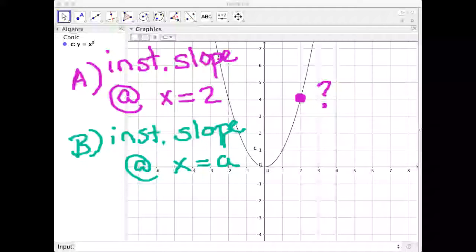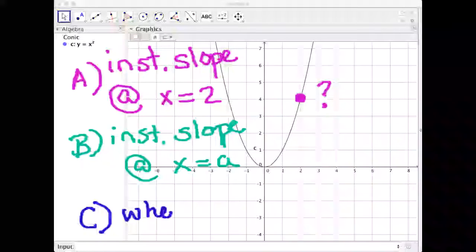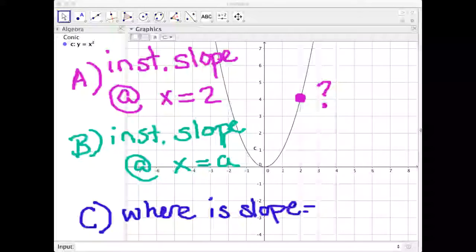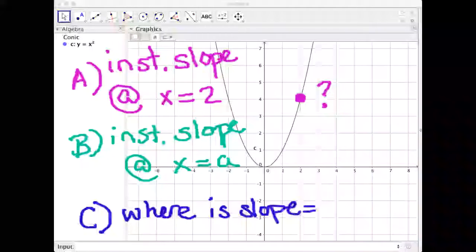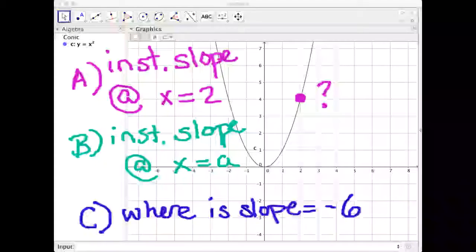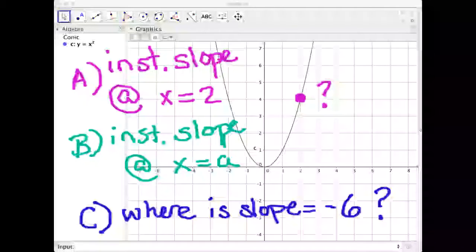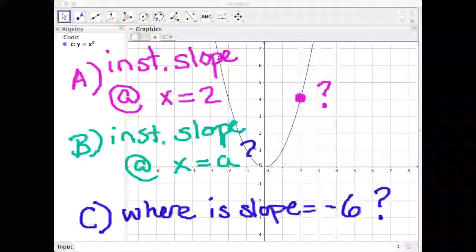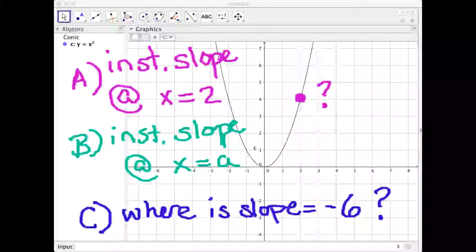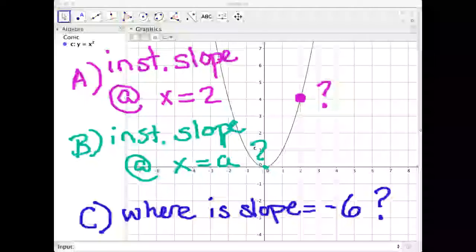And then last but not least, we need to use the information in B to figure out at what point, or where on the graph, there is an instantaneous slope that's equal to, let's say, -6. So those are our 3 questions. It's bothering me that this doesn't have a question mark. Oh wait, neither did the other one. We'll do green, and then we'll go back to our purple color, and then we'll solve that first question.